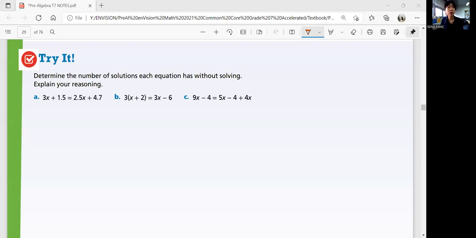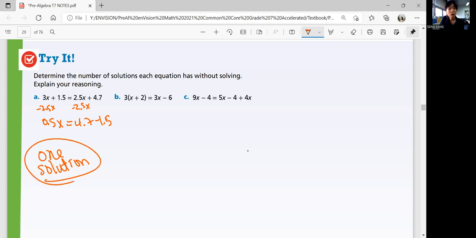Okay, are you ready? Part A, 3x plus 1.5 is equal to 2.5x plus 4.7. So these are already simplified. How do you know if they're going to have one solution, no solution, or infinitely many? You can try to solve them and that's fine, okay? So subtract 2.5x on both sides. You're going to get 0.5x is equal to 4.7 minus 1.5. You don't even have to solve further than that. That means you're going to get an answer, since you have one variable on one side and a constant on the other. So that's going to be one solution.